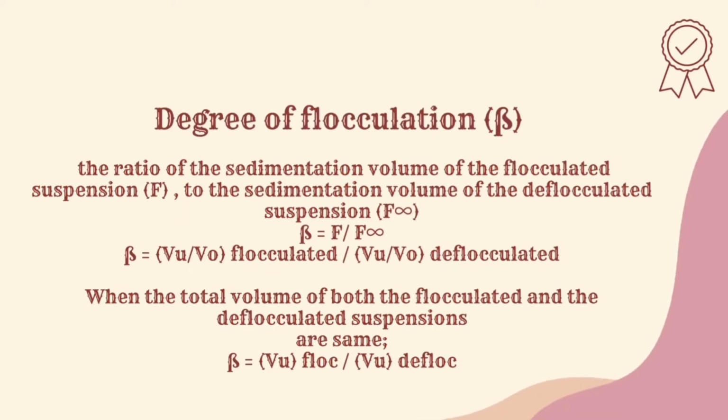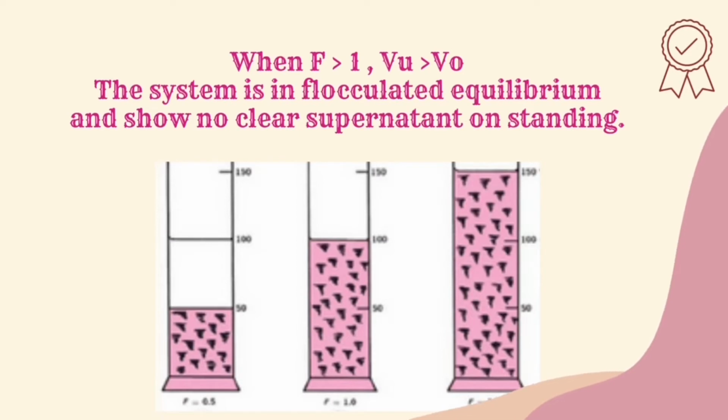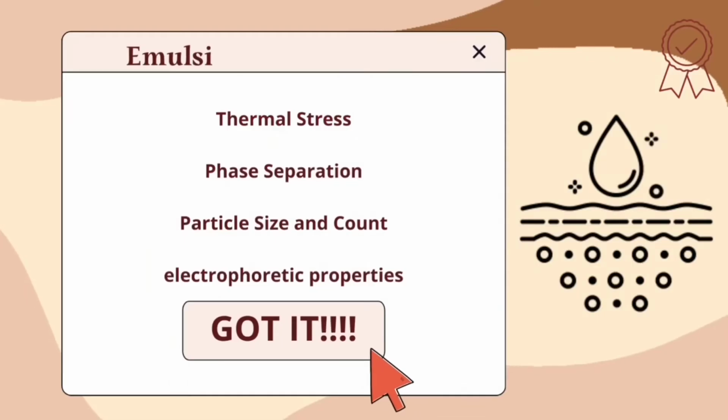Degree of flocculation is the ratio of the sedimentation volume of the flocculated suspension to the sedimentation volume of the deflocculated suspension, and it's a more fundamental parameter than sedimentation volume since it relates the volume of the flocculated sediment to that in the deflocculated system. If the flocculated sedimentation volume is larger than 1, we can say that the system is in flocculated equilibrium.